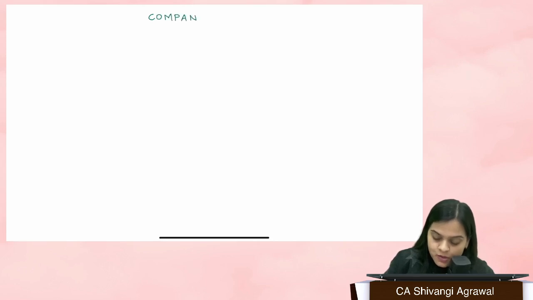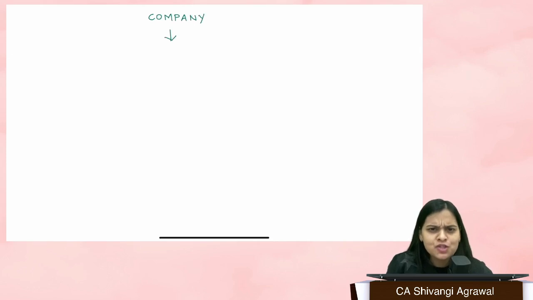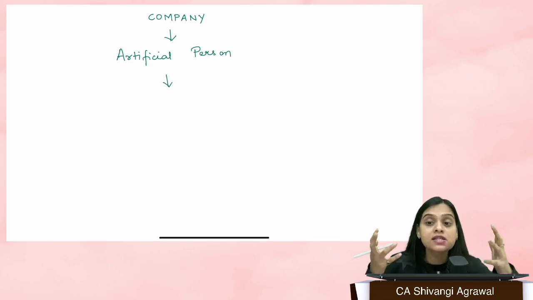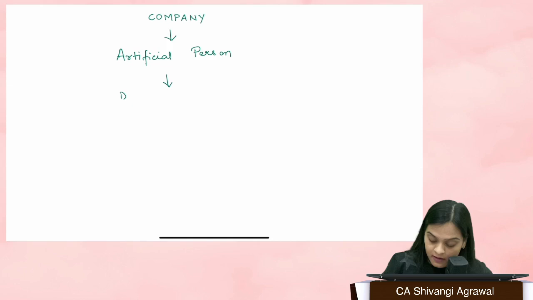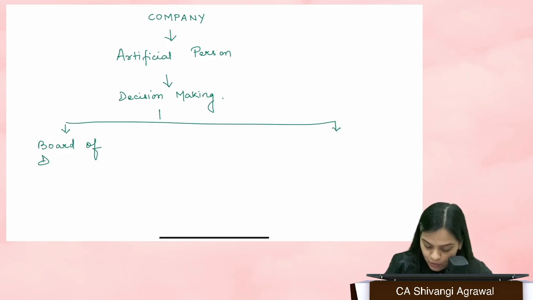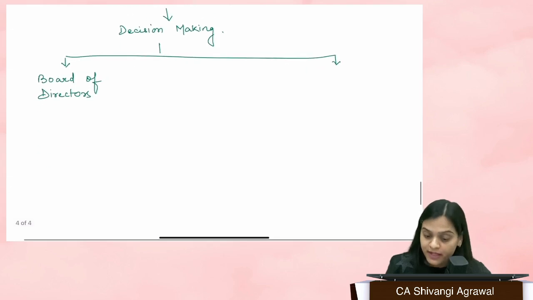Company is what? A natural person or an artificial person? Company is an artificial person, ma'am, of course. So who takes decisions of the company? Who has this decision making power? The decision making power lies with two people. One is the board of directors. What is board of directors? Collectively, all the directors are called the board of directors.